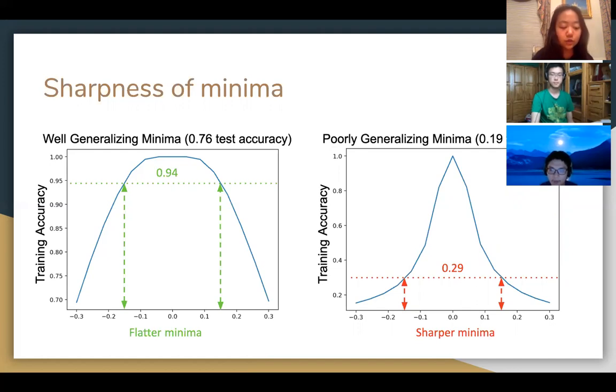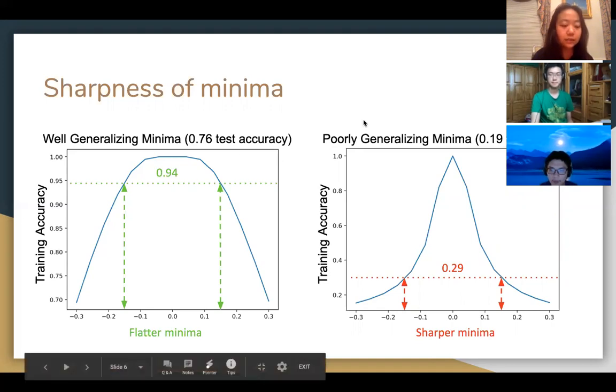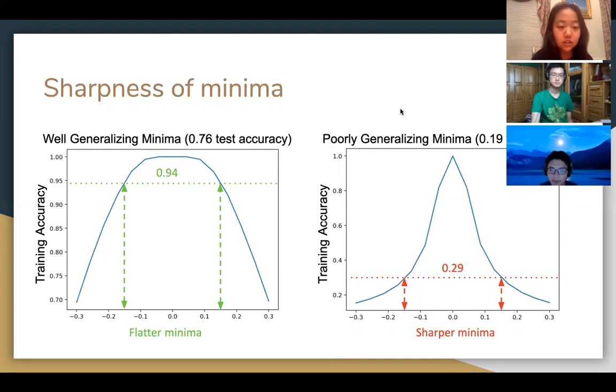And to see the sharpness, we are taking the training accuracy, which is the y-axis, at the points plus and minus 0.15 along the random vector, and taking the sum of that. So on the left side, we have 0.94 times 2, and on the right side, we have 0.29 times 2. And that is our quantitative measure of flatness rather than sharpness, because a higher value, as seen on the left, correlates with a much flatter and hopefully well generalizing minima.